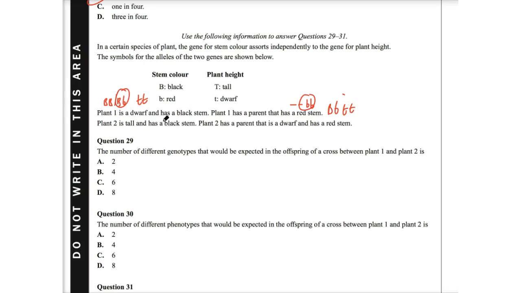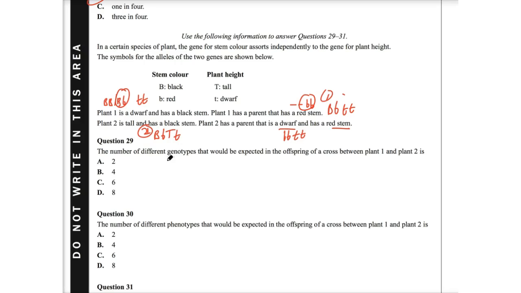Now, when we go to plant 2, we know it is tall and has a black stem. It says plant 2 has a parent that is a dwarf with a red stem. Therefore, the plant 2 parent must be little b, little b, little t, little t, which is homozygous recessive. Now, plant 2 is tall with a black stem, which means it's dominant at both of those. So what we extract from that is that it must be heterozygous at both of those loci, on the basis that the other parent is homozygous recessive. So this must be big B, little b, big T, little t. This is number 2, that is number 1. That's what we know so far.